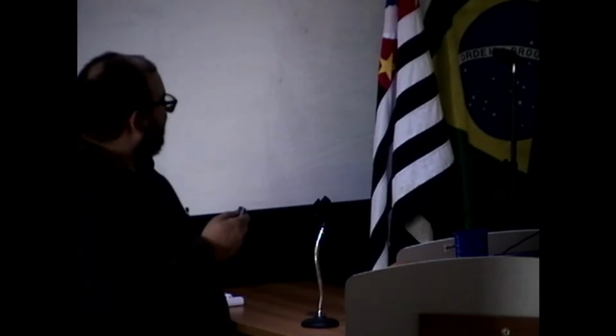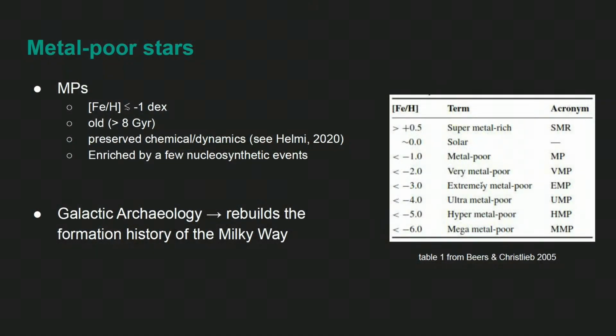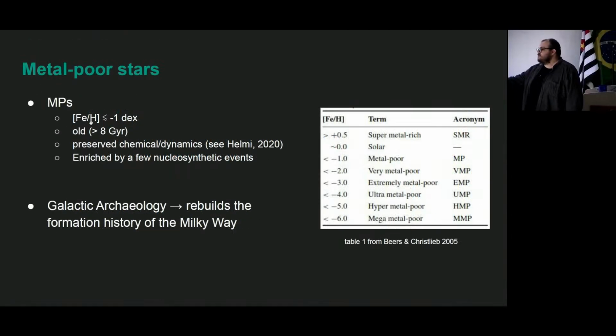I'm going to talk about metal-poor stellar populations in the Milky Way, but focusing on the R process and its implications. But first, what are metal-poor stars? Metal-poor stars are stars that have metallicity below -1 dex.